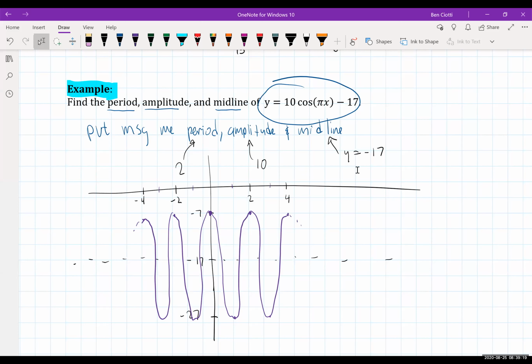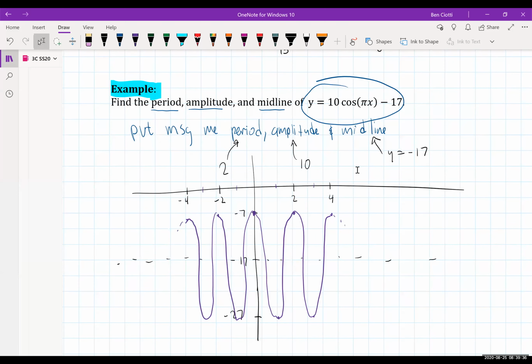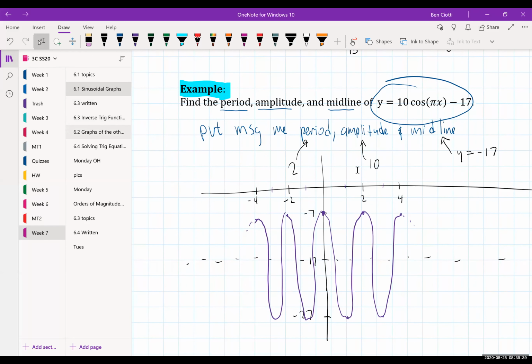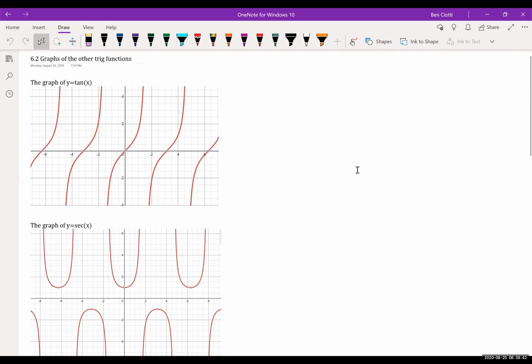The next section is one that we are going to skip because we don't have time to do it. But because it's kind of useful, just not as important as the other sections, I at least wanted to point out the main features of section 6.2, which are graphs of the other 4 trig functions. So far we've only done sine and cosine, but you could graph tangent, cotangent, secant, cosecant, etc. So I'll show you what a picture of those graphs looks like.